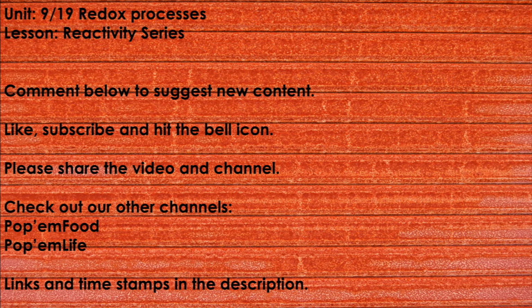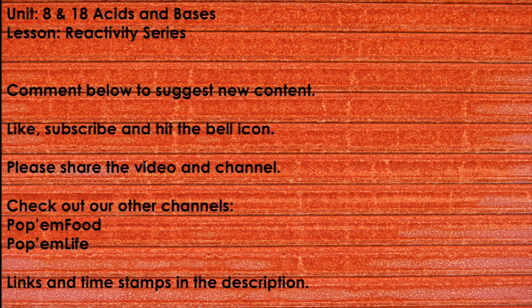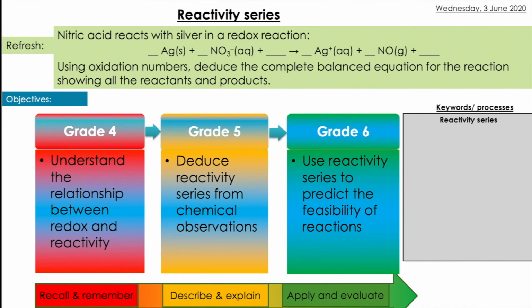We're still in Unit 9, 19 redox processes, and we're going to be looking at reactivity series today. Like I said, it's not going to be a very long one, more of an add-on, but I just wanted to have it as a separate video. Let's get right on with it. So in this video, we're going to be looking at the relationship between redox and reactivity, deducing chemical series from chemical observations, and using that reactivity to predict the feasibility of some reactions.